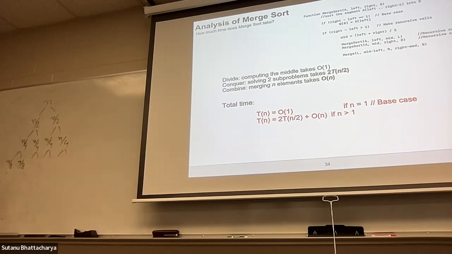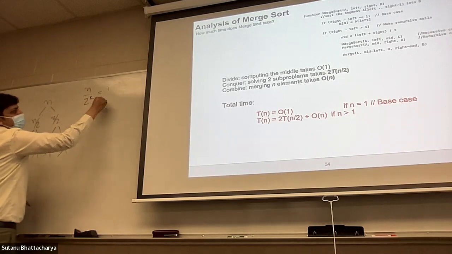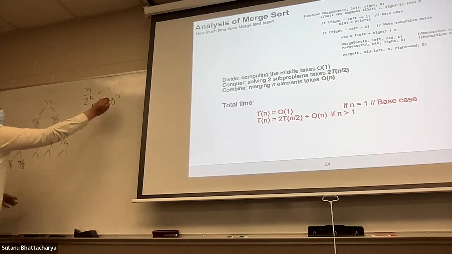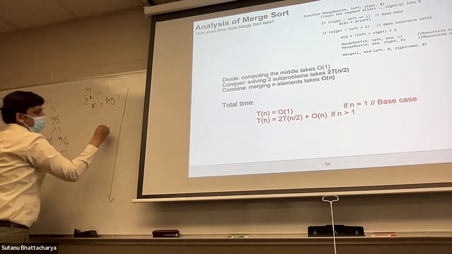Same as binary search. After one iteration, n becomes n by 2. After two iterations, n becomes n by 2 squared. After three iterations, n becomes n by 2 to the power 3. So let's assume after k iterations, n becomes 1. So n by 2 to the power k is 1. We have already seen k equals log n, like binary search. So the height of the tree is log n.